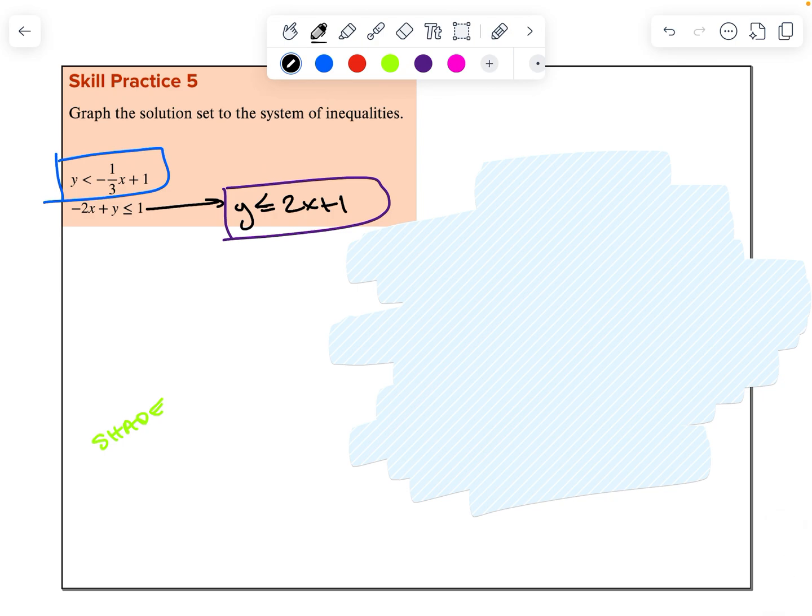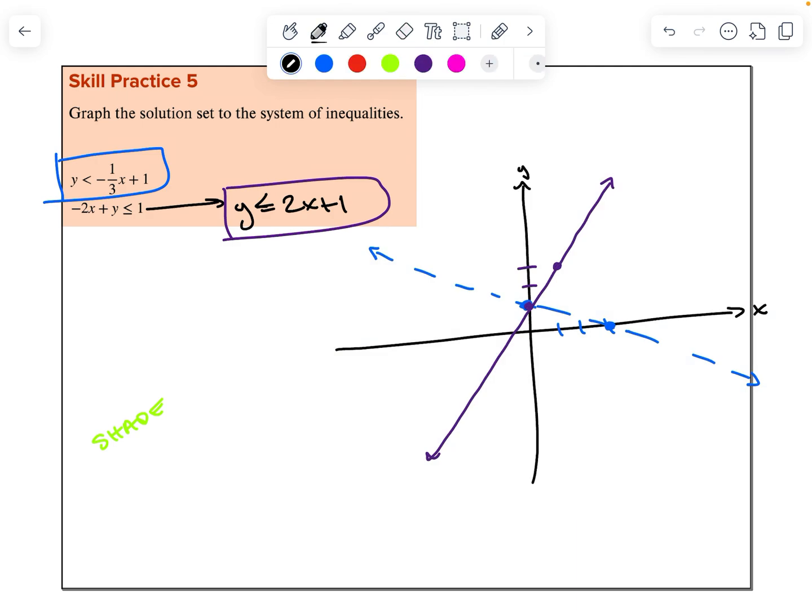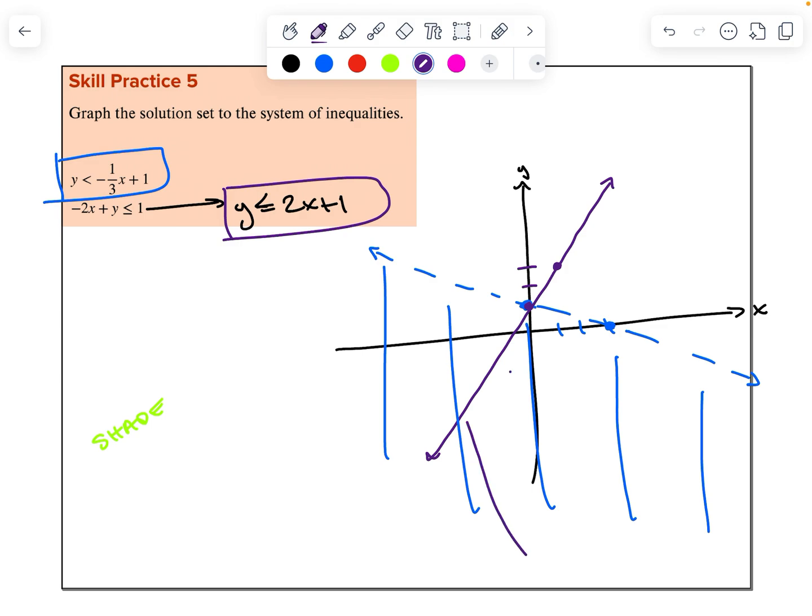I'm about to unlock my work in about 5 seconds. So if you graph them as blue and purple, they should look like that. When you test your points, the blue is going to be under that blue line. The purple is going to be under the purple line.